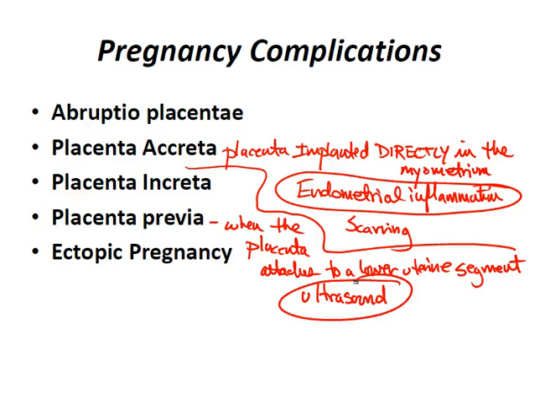So let's talk about ectopic pregnancy. This is most often occurring in where of the fallopian tube? The ampulla. Ectopic pregnancies usually occur in the ampulla. It can also occur in the ovary, the peritoneal cavity, and the cervix, but most commonly in the ampulla of the fallopian tube. That's what you'll be tested on.